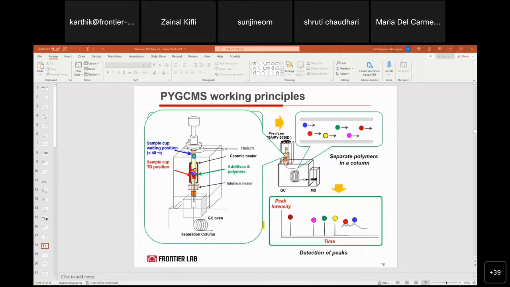Okay, previously I have shown a typical pyrogram of polystyrene. So in this slide, I'm showing the typical one for polyethylene and PMMA. So for each of these, they have a unique pyrogram, and also we can identify a marker ion that can be used for identification and quantification.